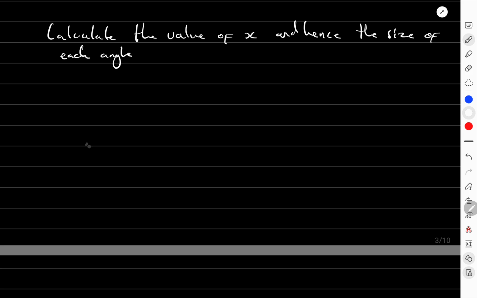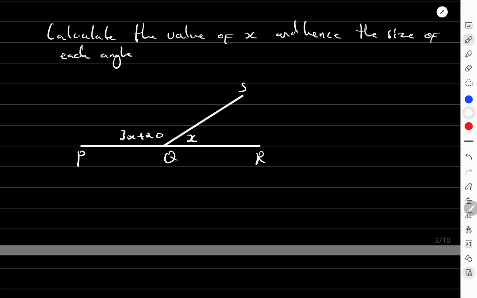I'm given PQR as my diagram. I have the unknown angle here which is x. I have 3x plus 20 as the angle, and 100 degrees as the angle that is formed over there. Now I know what a straight line is. A straight line is a line that does not curve. If I were to draw SQR, it would appear like this, and if I was to draw PQS, it would appear like this.